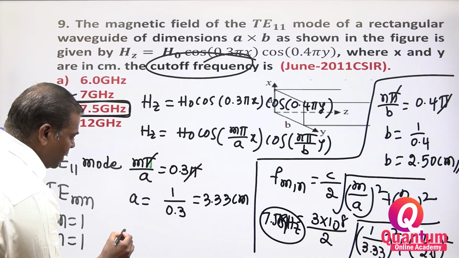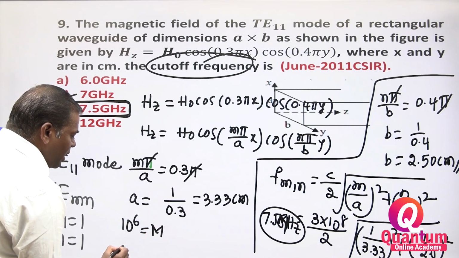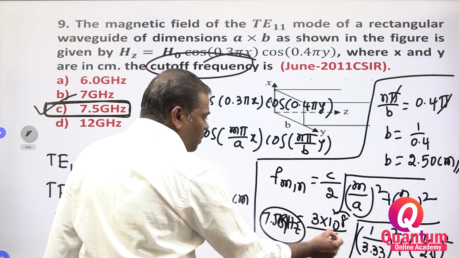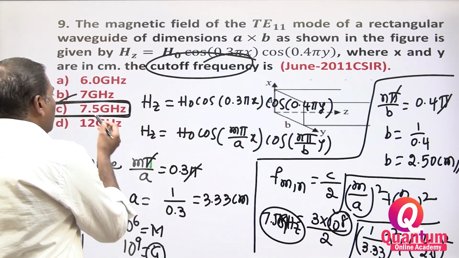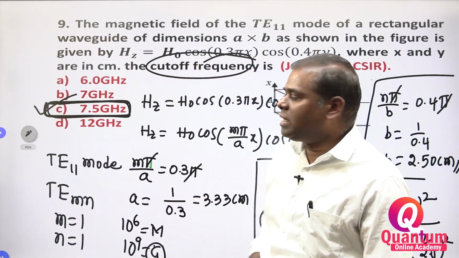Mega means 10 to the power of 6. Giga means 10 to the power of 9. Because already 10 to the power of 8 is there here, one more 10 also will be added. That is 7.5 gigahertz cutoff frequency you will get.